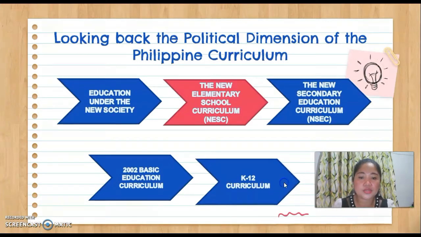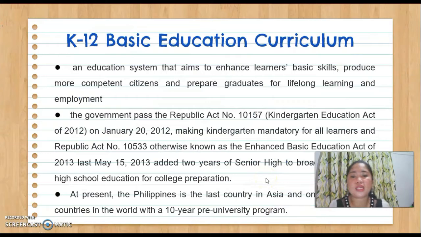And now we have the K-12 curriculum. The K-12 Basic Education Curriculum is an education system that aims to enhance learners' basic skills, produce more competent citizens, and prepare graduates for lifelong learning and employment. The government passed Republic Act No. 10157, also known as the Kindergarten Education Act of 2012, on January 20, 2012, making kindergarten mandatory for all learners, and Republic Act No. 10533, otherwise known as the Enhanced Basic Education Act of 2013, last May 15, 2013, that added 2 years of senior high to broaden the goal in high school education for college preparation.